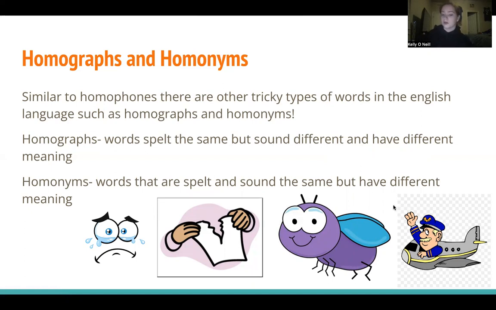And over here on the right, we have fly and fly. And one is a physical bug, and the other one is as if you are flying a plane. They are spelled the same. They're both spelled F-L-Y. However, they have different meanings because one is a living insect and one is an action.